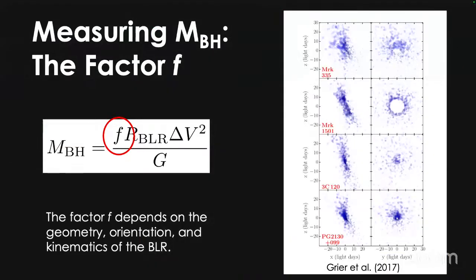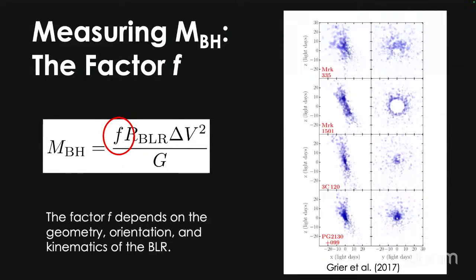All right, so that's 2 out of the quantities that we need. The last thing that we need to measure black hole masses is this factor F. And this is where things get even more messy. So F accounts for the geometry, the orientation, and the kinematics of the broad line region, which again, is not known off the cuff because we can't image this region in general. Again, with the exception of some recent interferometry, we have no direct imaging of the broad line region. So we don't know what the geometry and orientation is supposed to look like.